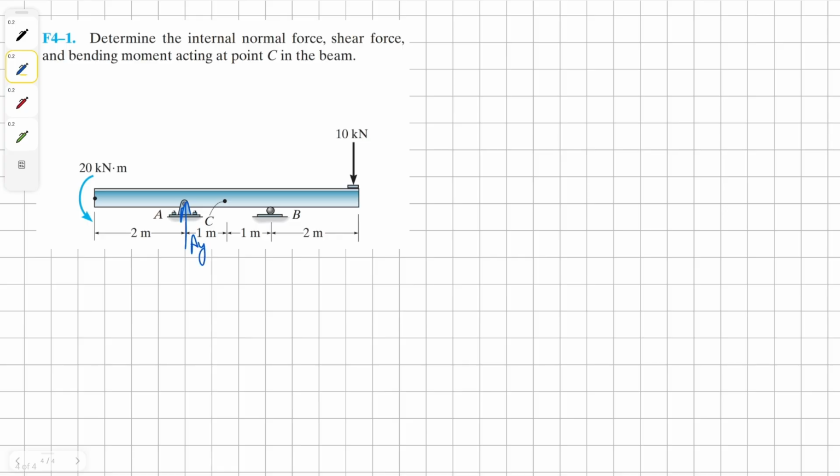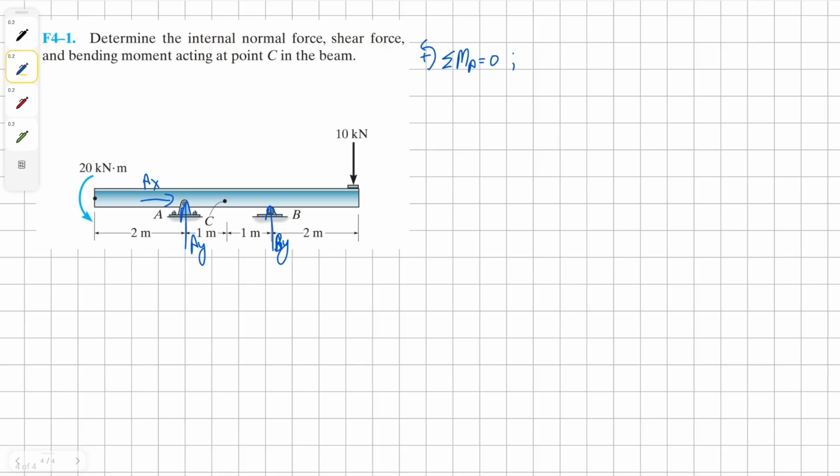So at A, we can have both horizontal and vertical reaction forces because it's pin connected. And at B, it's just a roller or ball joint, and here we only can have a vertical reaction force. Now we can find our first external reaction force by taking moment either at A or B.